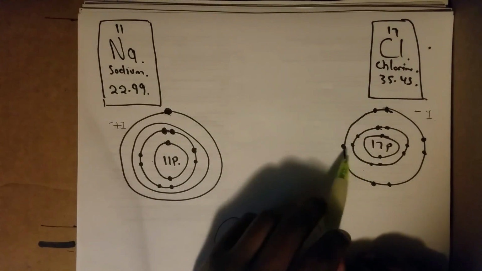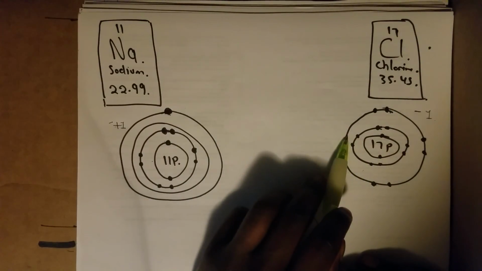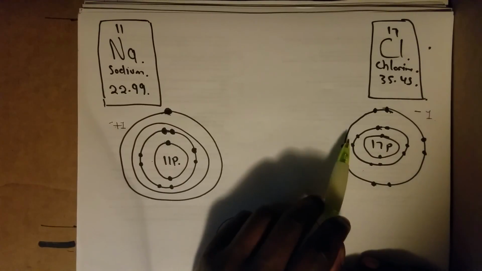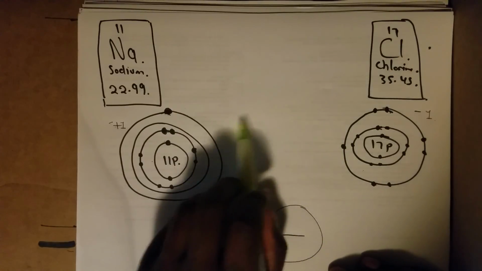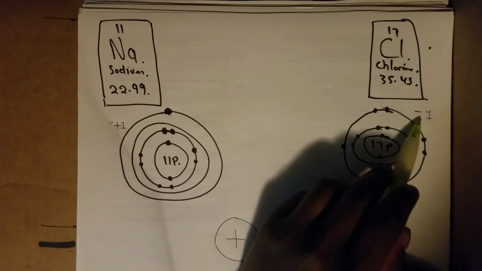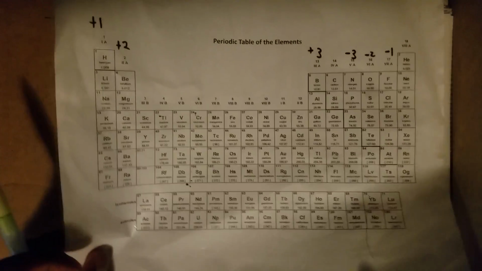Chlorine, on the other hand, has 7. Chlorine will always try to gain 1. So when bonding takes place, chlorine would always try to get an extra electron. So chlorine would always try to become -1, a negative charge. So if you look at chlorine, when it bonds, it would have a negative charge.